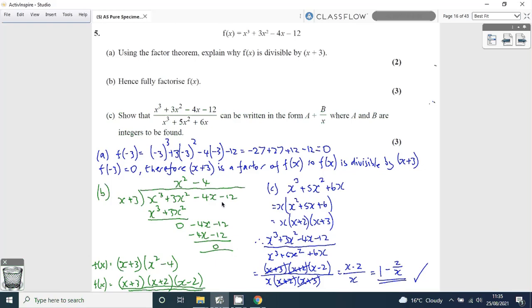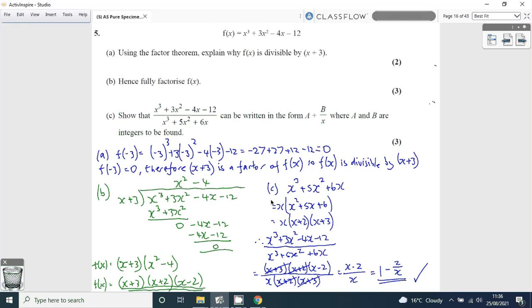So the partially factorized answer is x plus 3, x squared minus 4. Now this is the difference between two squares, so your final answer should be x plus 3, and x squared minus 4 factorized is x plus 2, x minus 2.